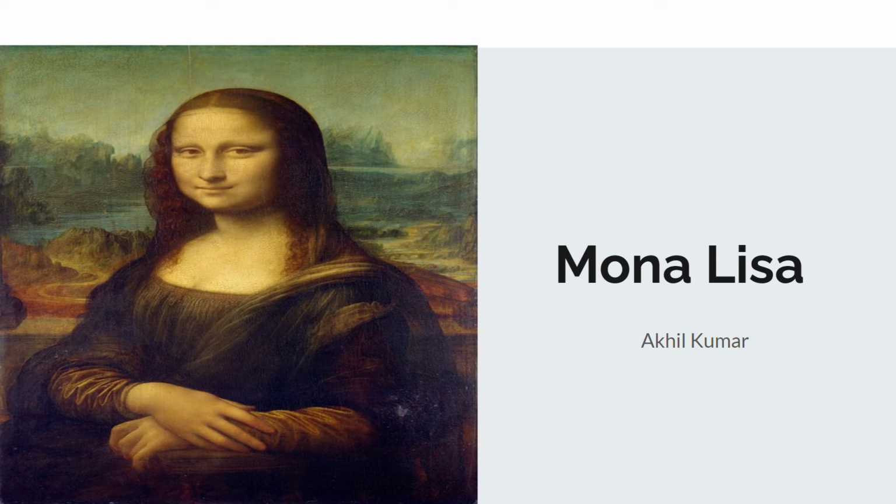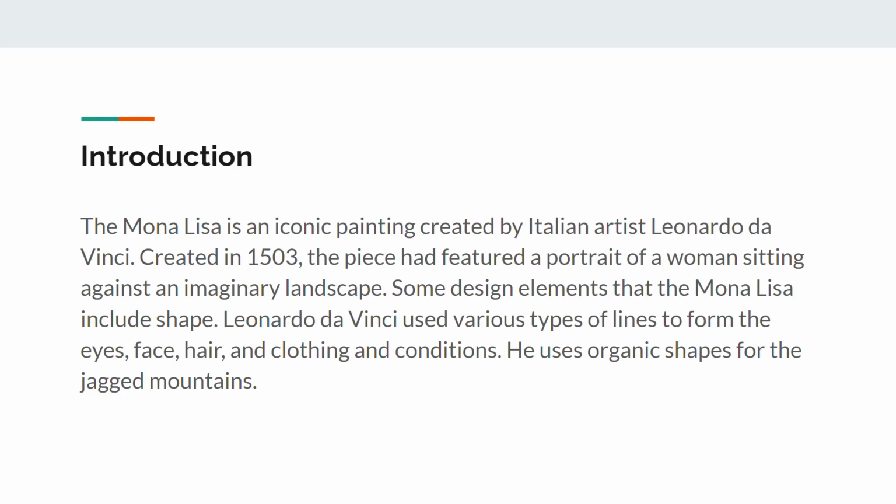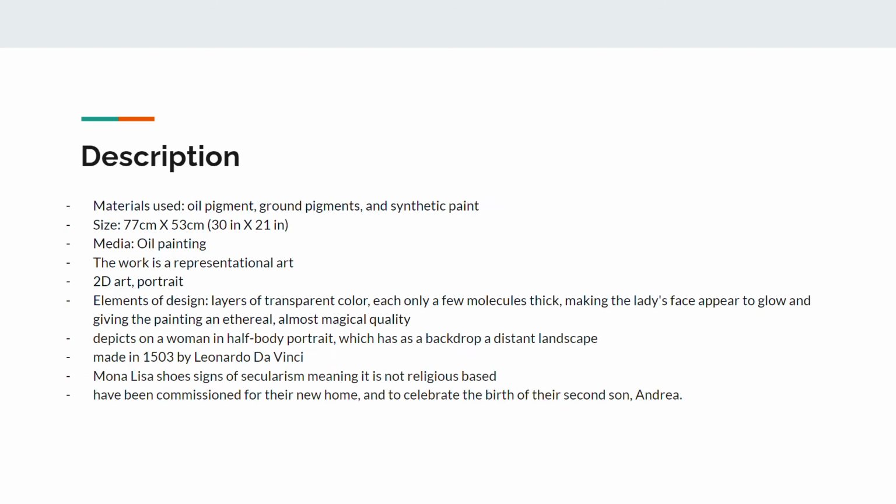Hi, my name is Akhil Kumar, and my project is on the Mona Lisa. The Mona Lisa is an iconic painting which was created by Italian artist Leonardo da Vinci. Created in 1503, the piece features a portrait of a woman sitting against an imaginary landscape. Some design elements that the Mona Lisa includes are shape, which he uses to create various lines to form the eyes, face, hair, and clothing, and he also uses organic shapes for jagged mountains.